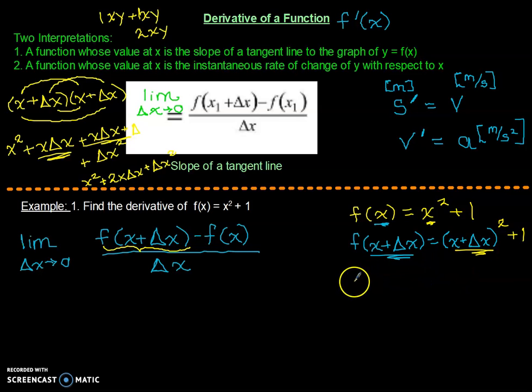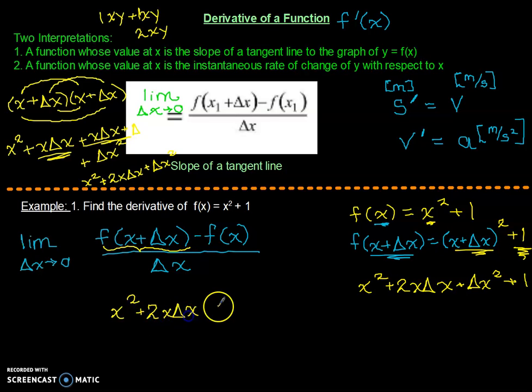So I'm going to replace this with what I just did, which would give me x squared plus 2x delta x plus delta x squared. And then I'm going to drop down that plus one I haven't used at all. Okay, so it's expanded. Now it's ready to go back into the formula here. Okay, and then from here, minus f of x.